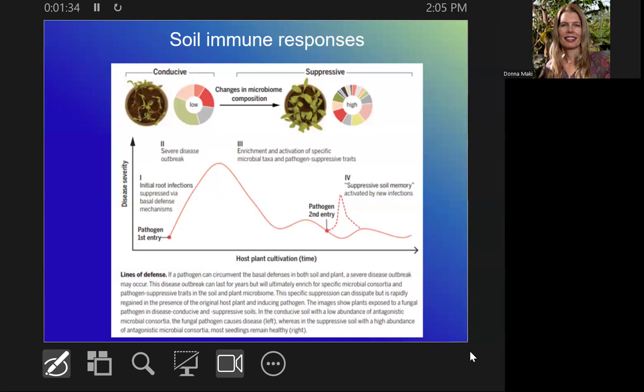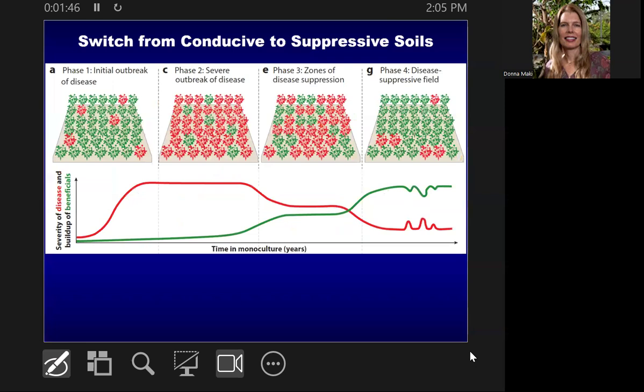You also see the pie chart showing that diversity of the microbes tends to go up in a suppressive soil. We looked at this visual too to try to get at the shift from conducive to suppressive.